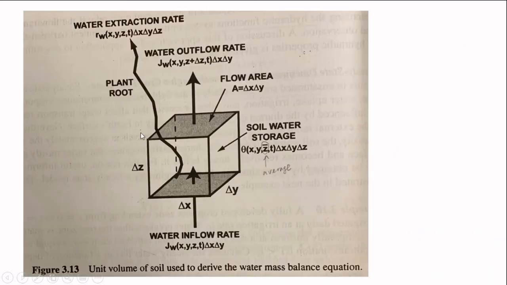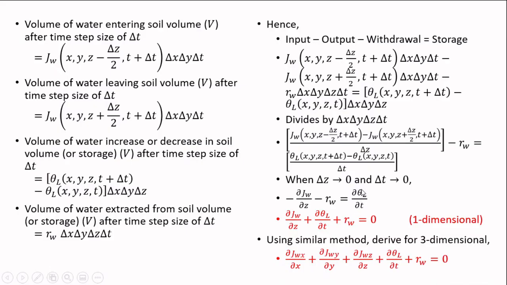So in the previous slide, you can see there's a cube. This cube shows the input and output, the influx and outflux, which is basically JW, and then there's the root water absorption RW, and then there's also a storage given by theta L. So this equation basically summarizes the whole process happening within the cube. We can rearrange this equation into here. So you get a spatial derivative of water flux plus water storage variation with time, and also the effects of root water absorption, and then equals 0.